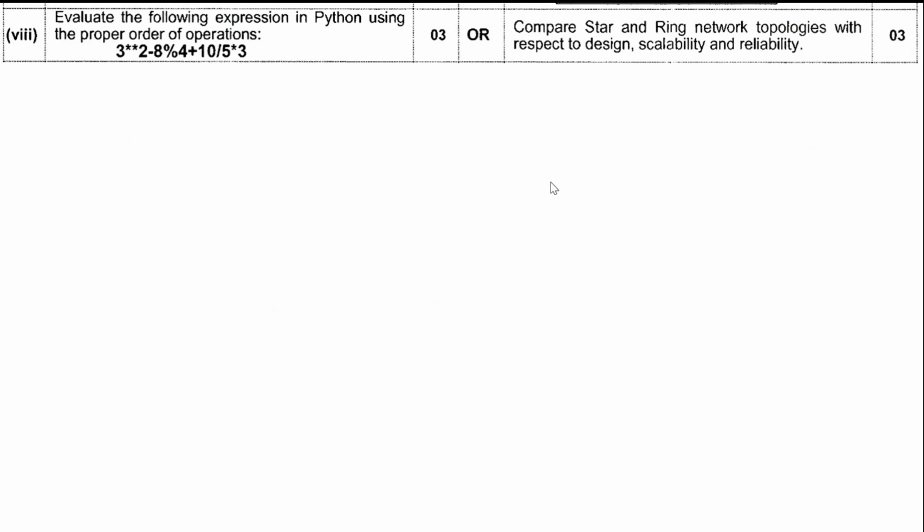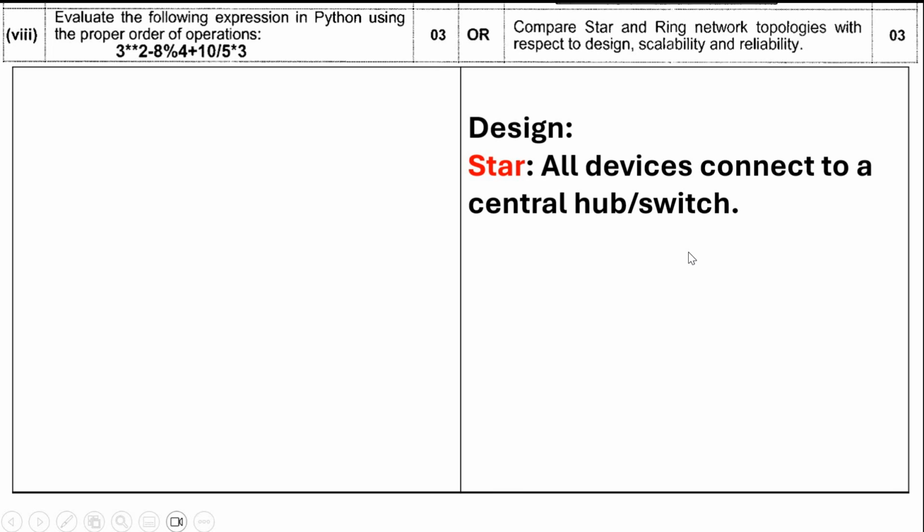Next is second part of question number 8. Compare star and ring network topologies with respect to design, scalability, and reliability. We will see these three factors: design, scalability, and reliability. Design. If you talk about star topology, all devices are connected to a central hub or switch. That is the design of the star. Mean there is one central hub and all the nodes are connected with a separate wire to the hub.